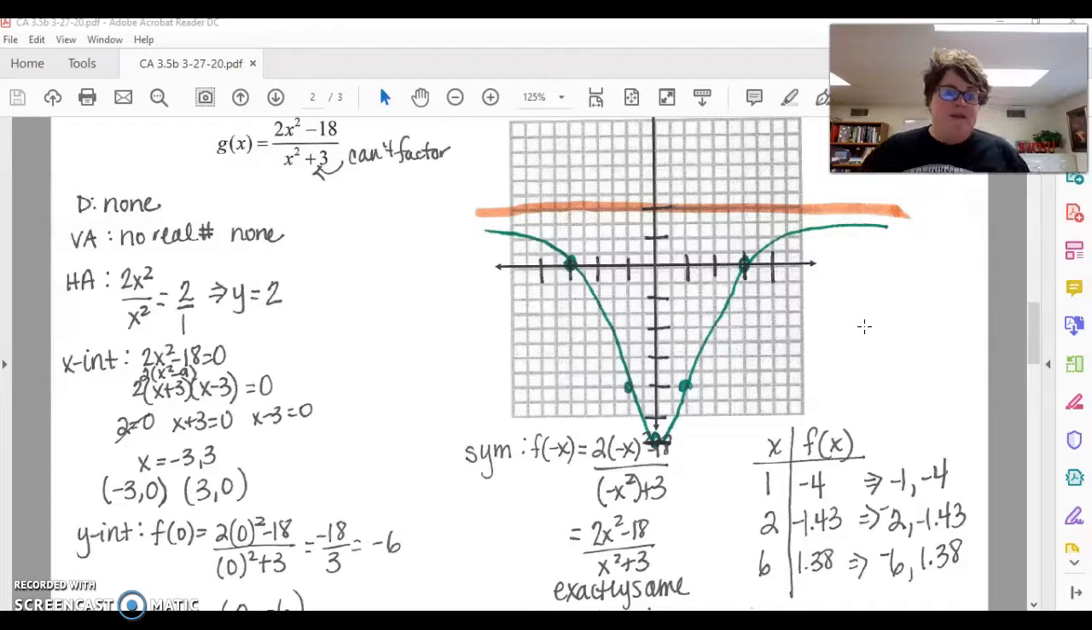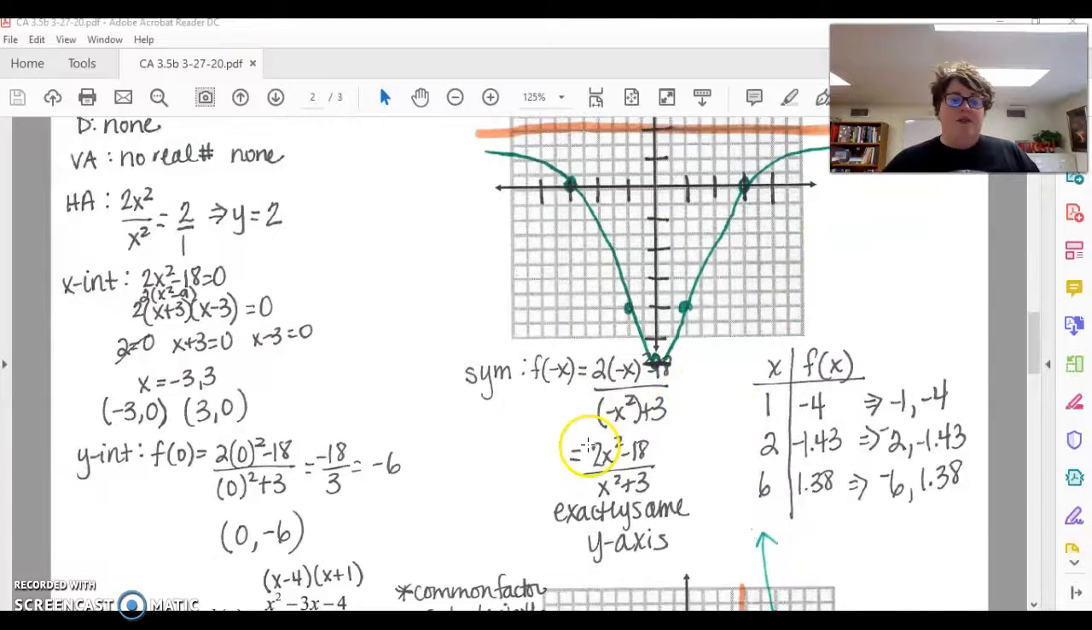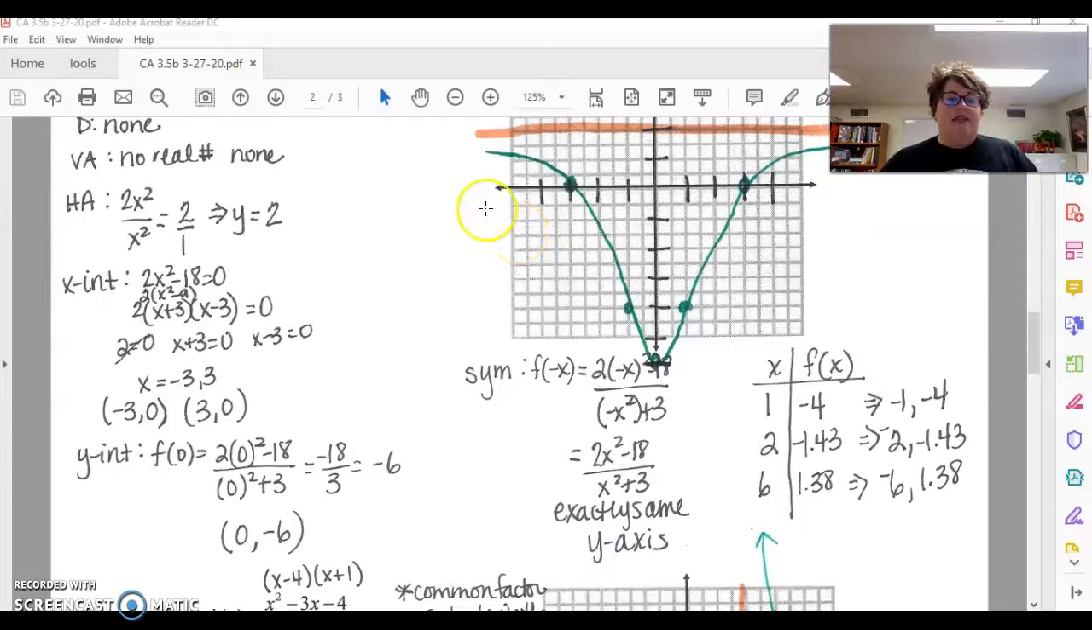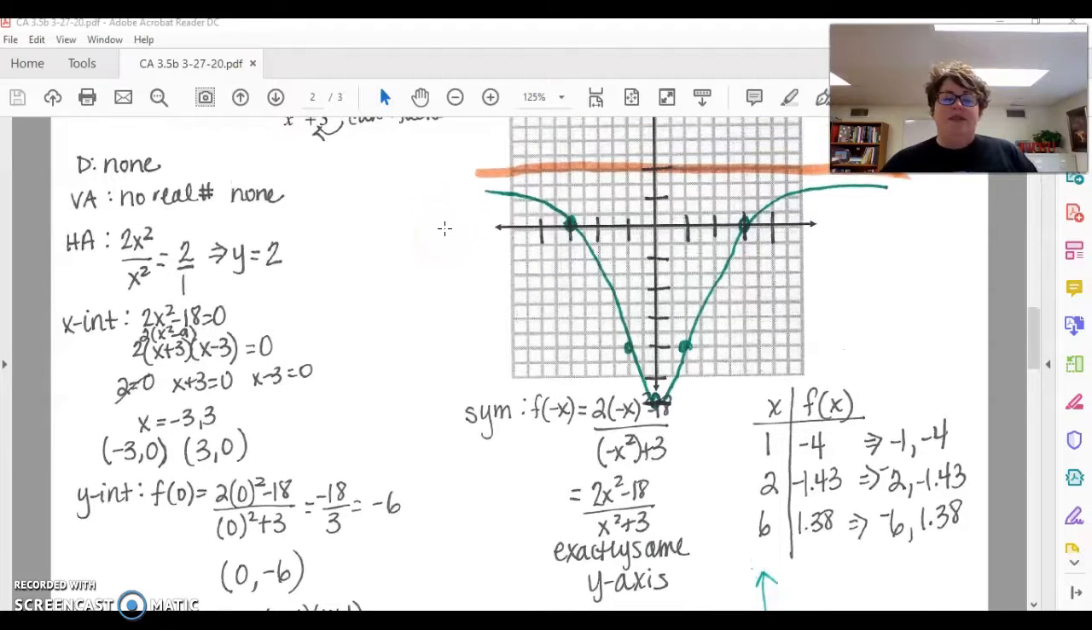Your x-intercepts, okay, take the top and factor it. So you could take out a 2, x squared minus 9, and then factor that again. Set it all equal to 0 and solve. So I have 2 x-intercepts at negative 3, 0, and 3, 0. And then for my y-intercept, I plug in 0 for x, and I get out negative 6. So I have a y-intercept of 0, negative 6.